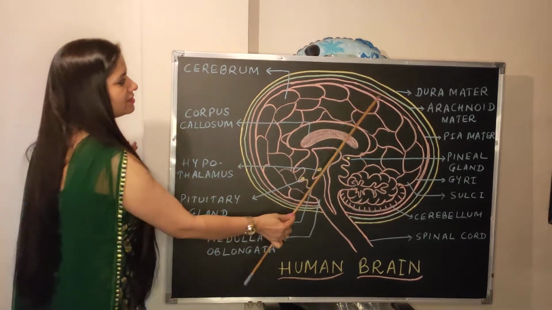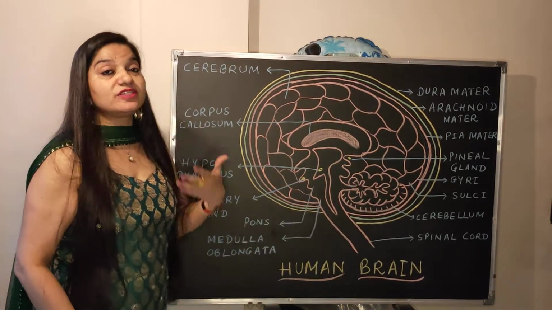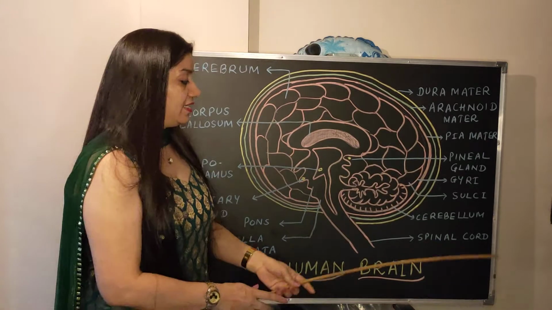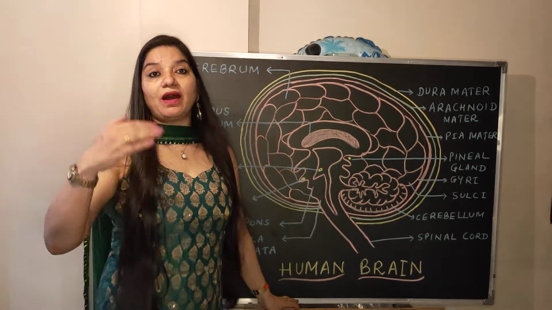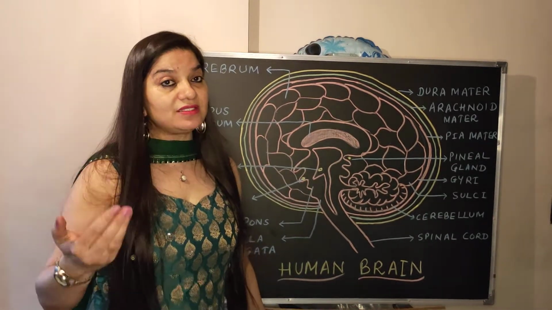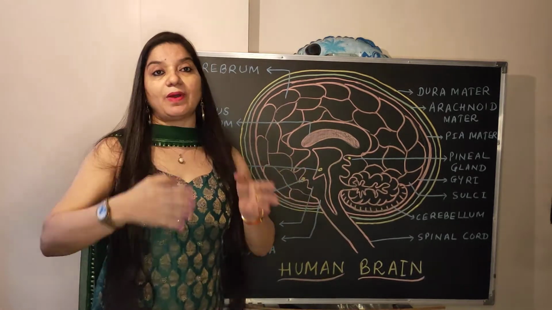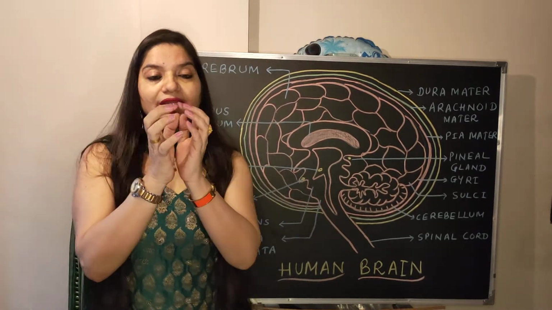So this part is the cerebrum. It is the largest part of the brain. They have asked many times for 1 mark: name the largest part of the brain. Cerebrum. It is like this.